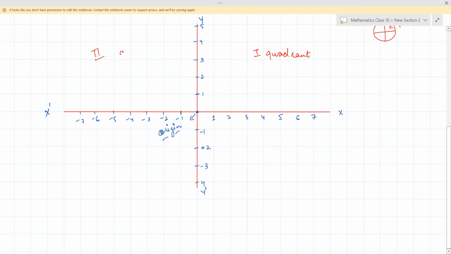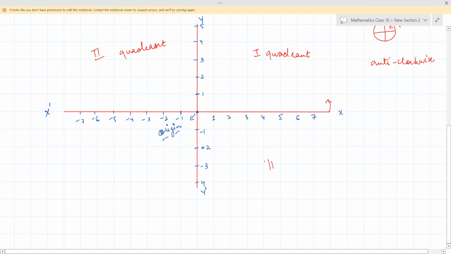This one is the second quadrant. We start measuring from the positive x-axis, then anti-clockwise. Understood? Anti-clockwise we go. We cannot call this the second quadrant. No. In this particular system, this one is the second quadrant, then this one is the third quadrant, and this one is the fourth quadrant. Understood? It goes anti-clockwise. This system of coordinates is called the Cartesian system.